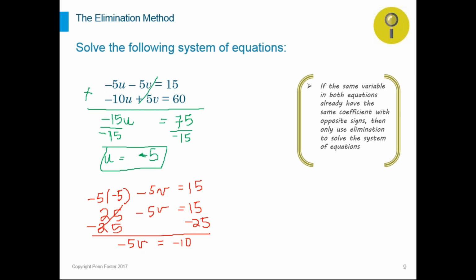I have negative 5 times v, then reverse. Divide over negative 5 and divide over negative 5. So far, we have 1v, which is v, equals negative over negative is a positive, and it's going to be a positive 2 because 10 over 5 is 2. I have both answers, u equals negative 5 and v equals 2. Again, if you want to check your answer, plug those values in any of the original equations, and it should give you the value on the right-hand side of each equation. Any questions so far?